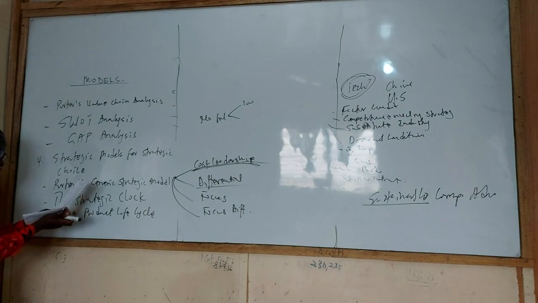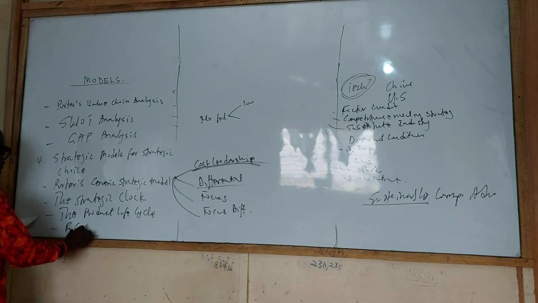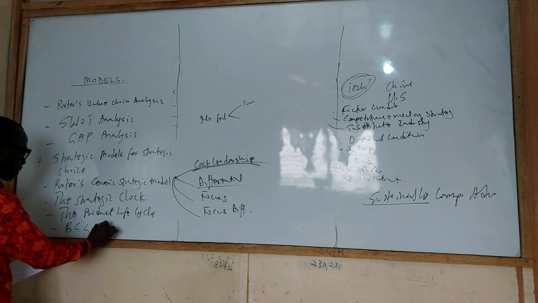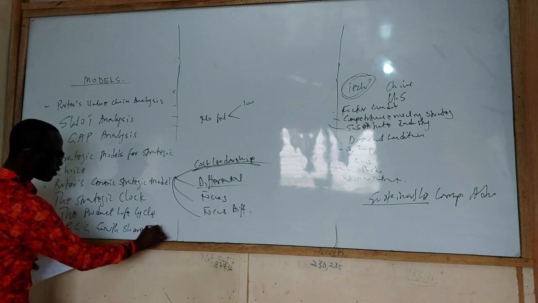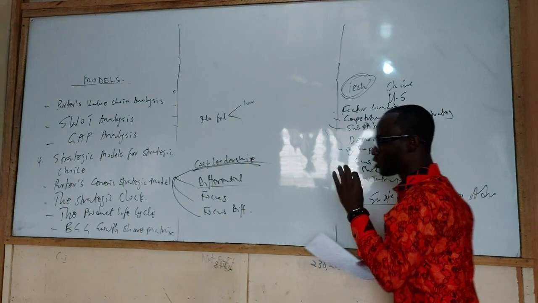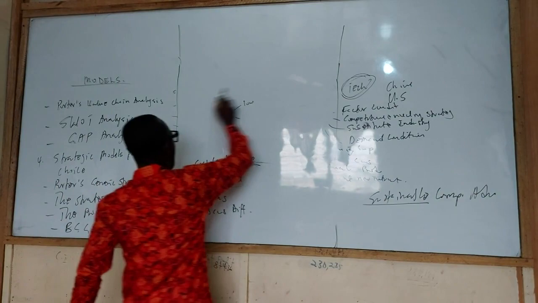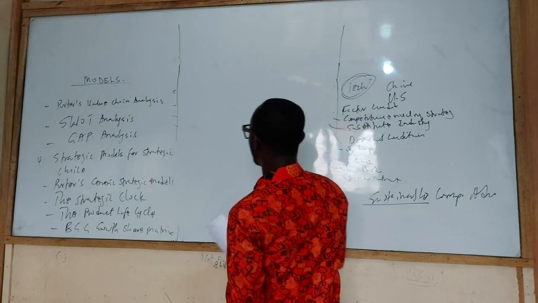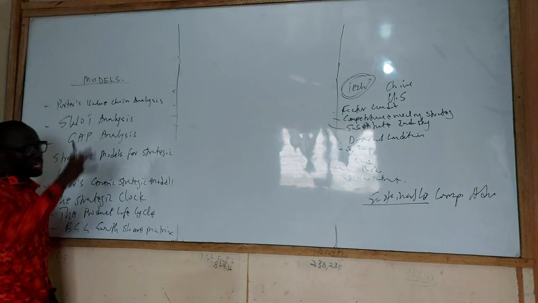Then the final one there is the BCG growth share matrix module. BCG stands for the Boston Consulting Group. Now, this matrix has to do with how an organization manages various products. If the organization produces more than one product, the BCG growth matrix helps the company identify which product is doing well and which product is not doing well.